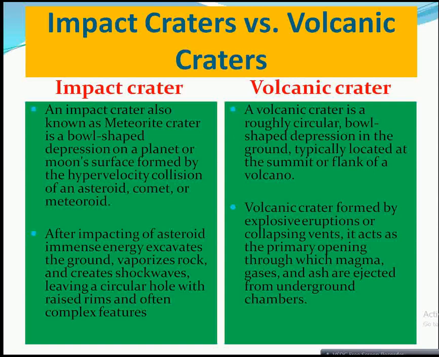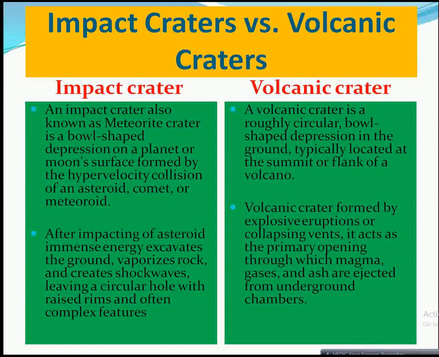Impact crater. An impact crater, also known as a meteorite crater, is a bowl-shaped depression on a planet or moon's surface formed by the hypervelocity collision of an asteroid, comet, or meteoroid. After the asteroid impacts, immense energy excavates the ground, vaporizes rock, and creates shock waves, leaving a circular hole with raised rims and often complex features.